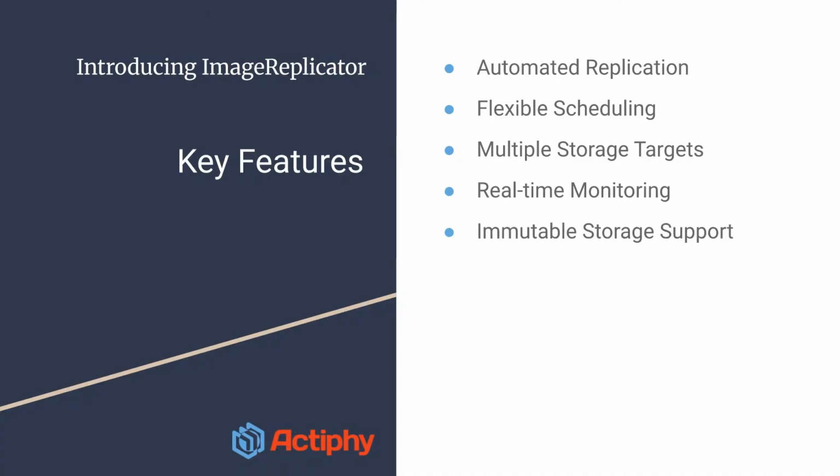ImageReplicator supports replication to cloud storage protected with Object Lock. When Object Lock is configured on a compatible storage platform, replicated backup images inherit that protection, helping safeguard them against modification or deletion.